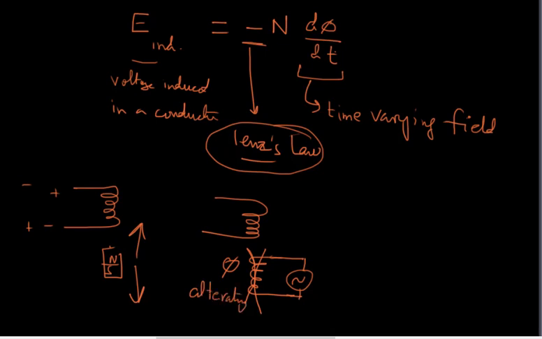And since the magnetic field is alternating, the rate of change of flux that comes from the first coil to the second coil is also alternating. And hence, we get an alternating voltage at the output. So by replacing the permanent magnet with a coil and then connecting that coil with an alternating current source, we can produce an alternating magnetic field. And that magnetic field, since it's alternating, is going to produce an alternating voltage.